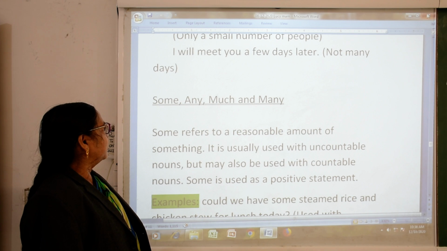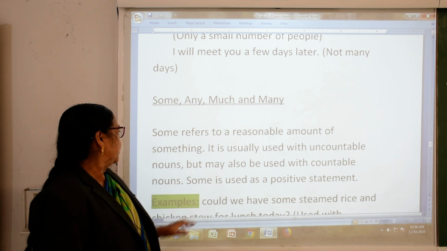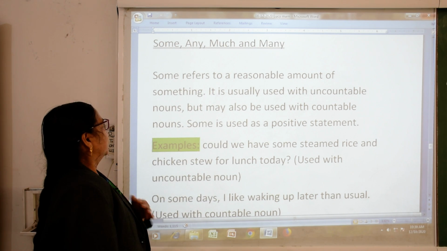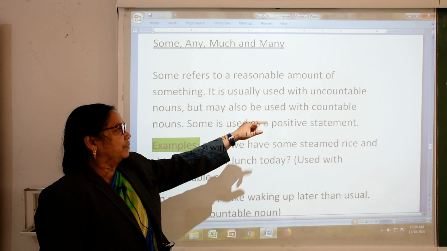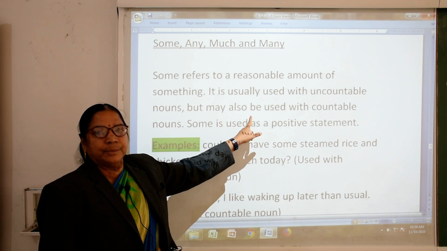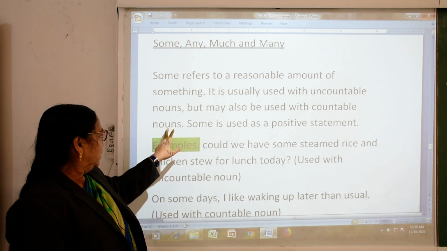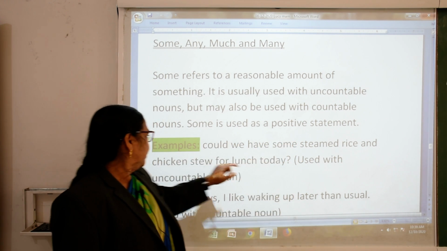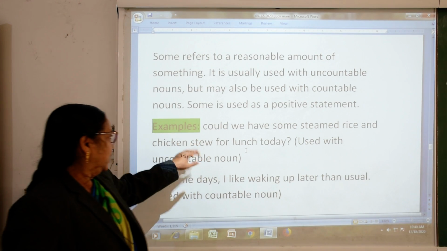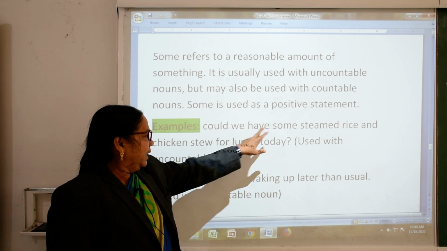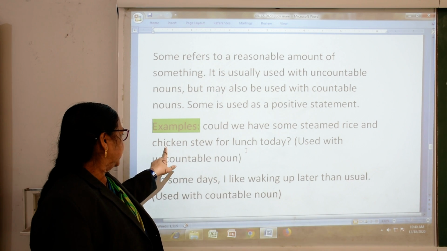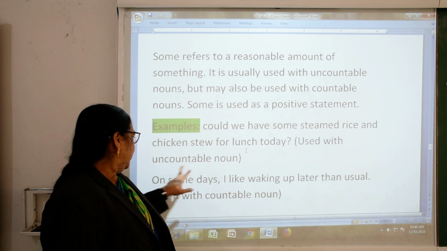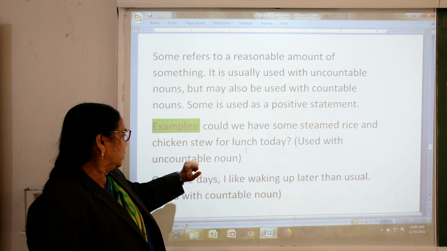Now, we have some, any, much and many. Some refers to a reasonable amount of something. It is usually used with uncountable nouns, but can also be used with countable nouns. Some is used in positive statements. Example, could we have some steamed rice and chicken stew for lunch today? Used with an uncountable noun.